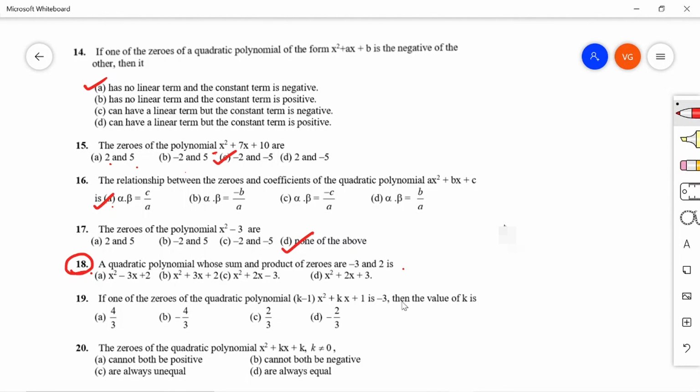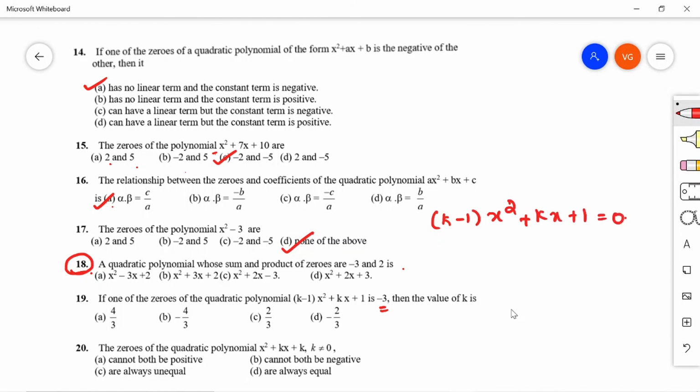Question number 19. If one of the zeros of the quadratic polynomial (k minus 1)x squared plus kx plus 1 is minus 3, then the value of k is. If minus 3 is one of the roots of the given quadratic polynomial, you can substitute minus 3 in place of x and equate to 0, as minus 3 is verifying the equation. So it has to satisfy the equation. So let us do that. The given equation is (k minus 1)x squared plus kx plus 1 equal to 0.